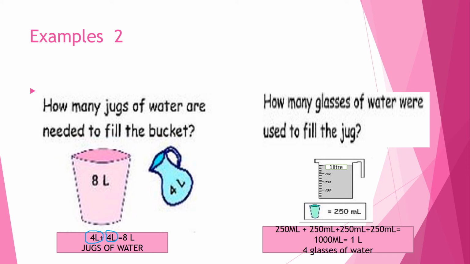Now the second example says, how many glasses of water? We have a green glass here, which can contain 250 milliliters of water. Now to fill our jug, which takes 1 liter, how many times do you think we are going to carry water in the cup to fill up the 1-liter container?